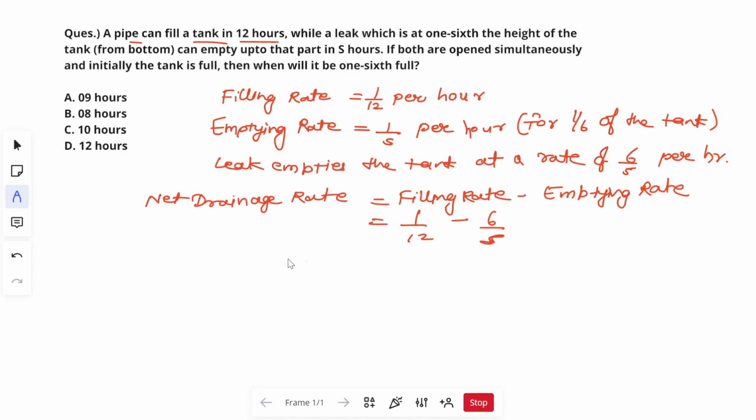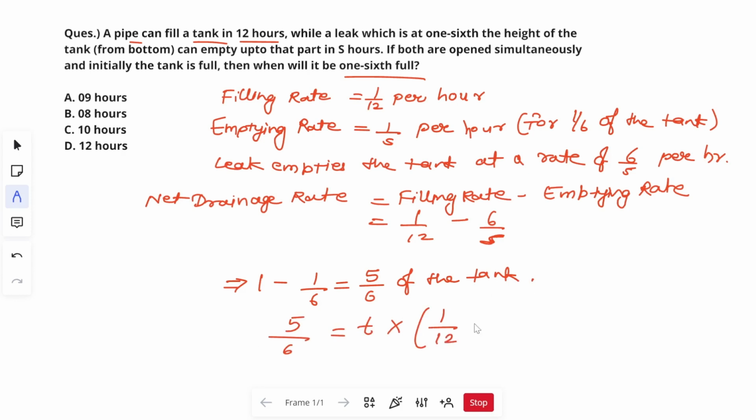Now what we have to find is the time to reach 1/6 full. Okay. Because that is only which we have to find. So how we will calculate is the tank starts full and must reach 1/6 full, right? So amount of water to be lost is 1 minus 1/6, which is going to be 5/6 of the tank. Okay, this much amount needs to be lost. Okay, which is 5/6 is what we will say T into 1/12 minus 6/s, which is our net drainage rate. That is T into our net drainage rate.